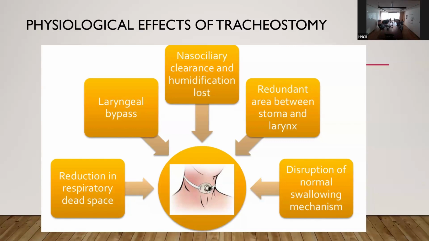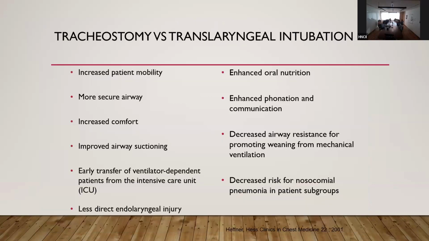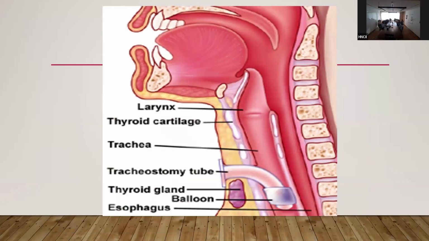Then there's a redundant area between the stoma and larynx. So there can be air loss, which can cause subcutaneous emphysema, and there can be disruption of the normal swallowing mechanism. So these can all be the physiological effects of tracheostomy. Generally, initially we put a cuffed tube for the patient. As you can see in this picture, when the cuff is inflated, there's a seal at the side of the tube so that whatever secretions or blood is in the trachea does not seep down and cause any further complications.